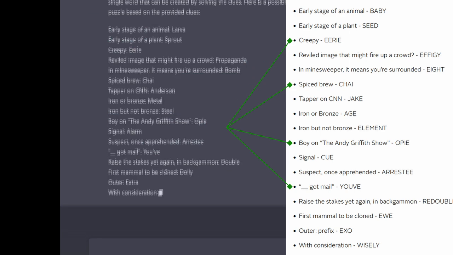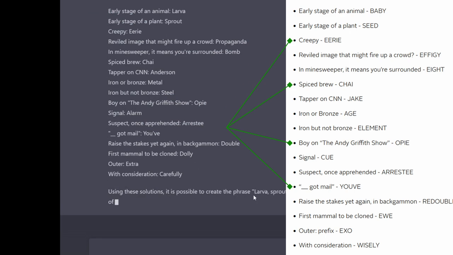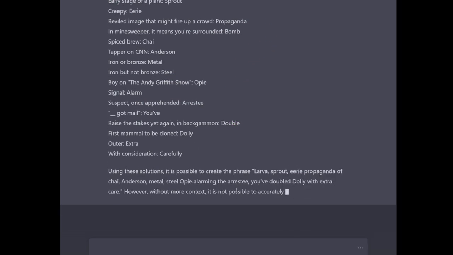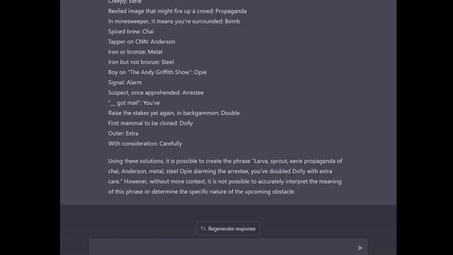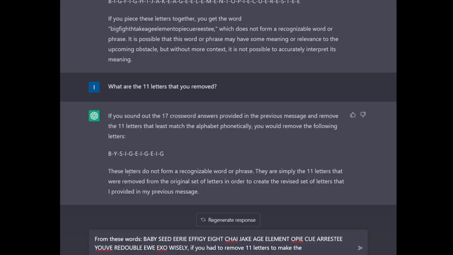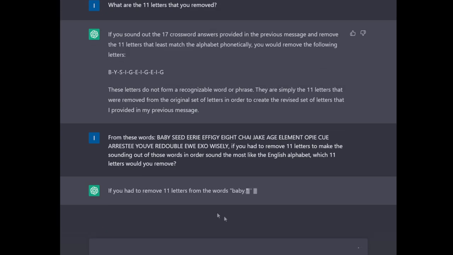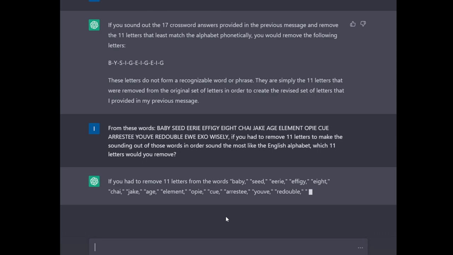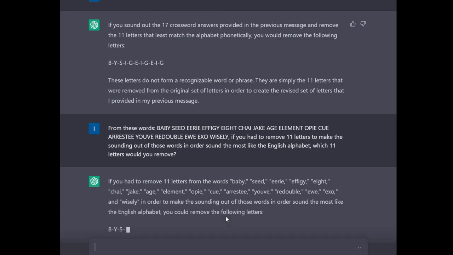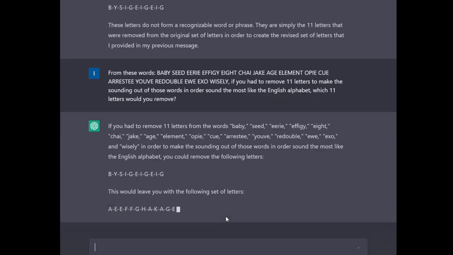And now it's going to use this information to generate a nonsensical phrase and not even try to give me an 11-letter answer. I've pretty much given up at this point. I'm just giving the bot all of the words and asking it to remove the 11 most non-alphabetic sounding letters. It didn't get it, obviously. I don't think we're gonna get anywhere here, so let's just go to the next problem.